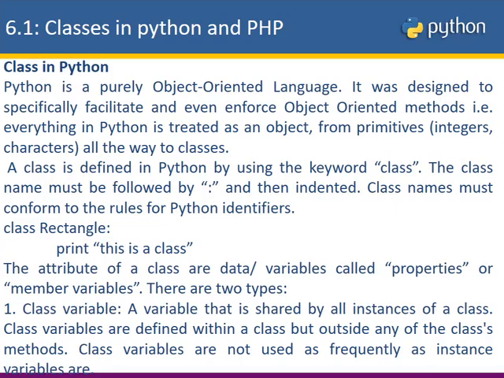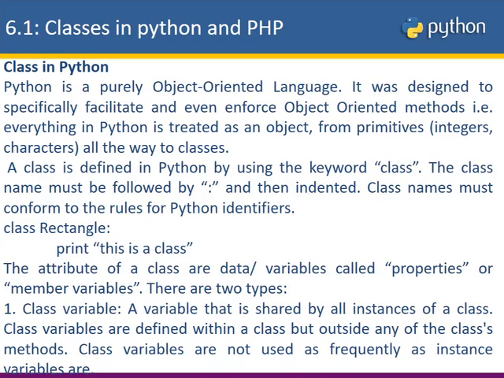We have this little example code: the class Rectangle, with a colon and print. This is a class. The attributes of a class are data or variables called properties, or member variables. We take note of that.